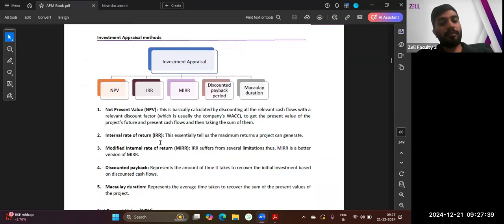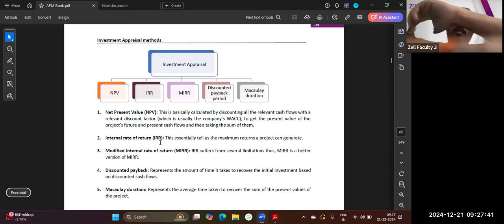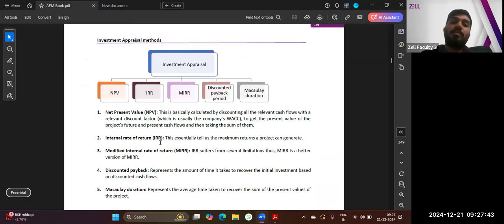Clear, everyone? Okay. Now, whenever you are doing investment appraisal, there are a lot of methods that you use. For example, your NPV, your IRR, your MIRR, your discounted payback, your Macaulay duration. Now, these are all nothing but an indication matrix.